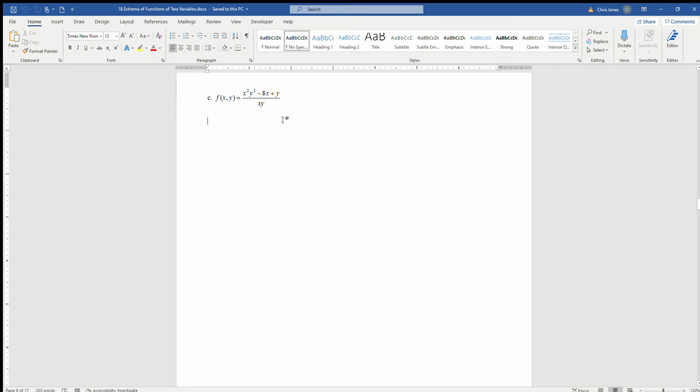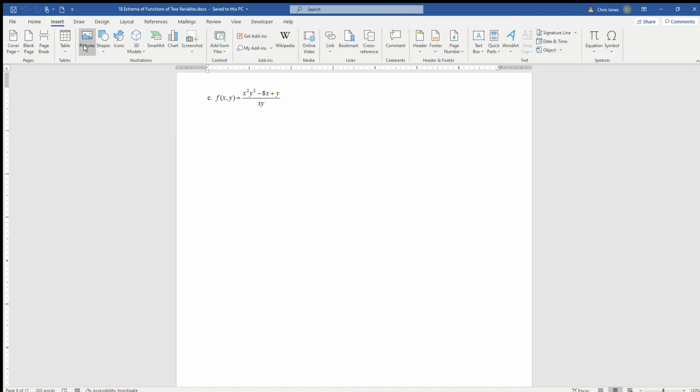One final example of being able to find max and min points, and this is one where it's extremely important for us to be able to not rely on the graph, is going to be this (x squared y squared minus 8x plus y) all over xy. And let me show you what the graph of this looks like.